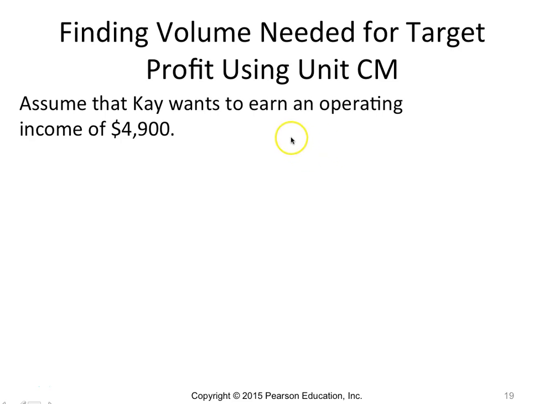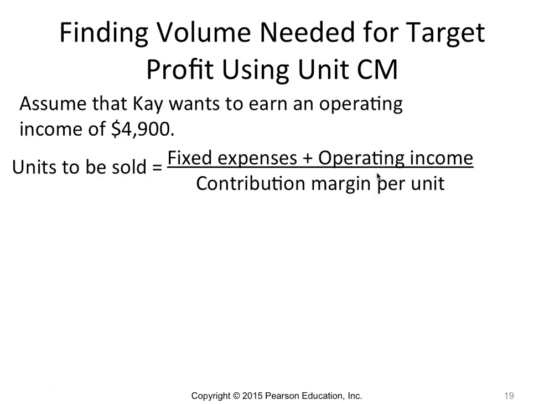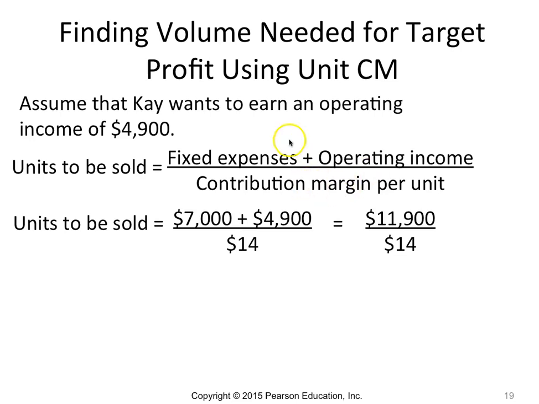Now we're only looking for the volume, and you can use the contribution margin to find out the volume. The volume is the contribution margin divided by the unit contribution margin, and then we get the units. So that's basically what we do. So 7,000 plus 4,900 divided by 14. That's how we get to that.